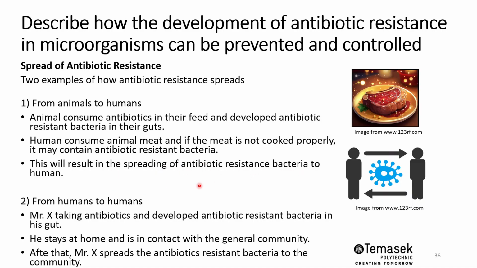Another way could be from humans to humans. Mr. X may be taking an antibiotic and develop antibiotic resistant bacteria in his gut. He stays at home in contact with the general community, and he may spread the antibiotic resistant bacteria to the community as well. Earlier we saw there is also the possibility of contaminated fecal matter spreading the antibiotic resistant bacteria through the environment, possibly through the water as well. So these are some examples of how the spread of antibiotic resistance can happen.